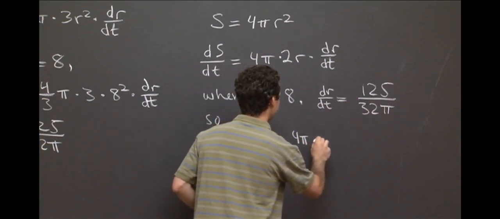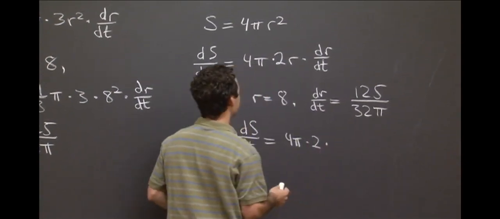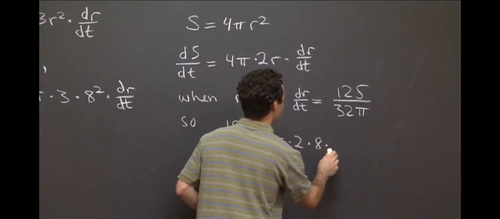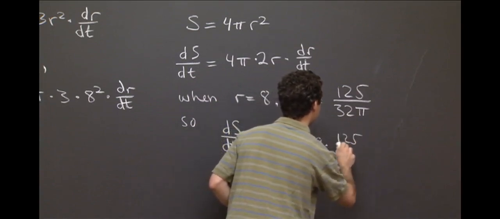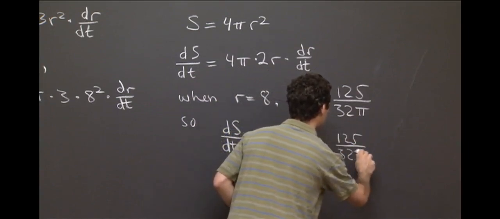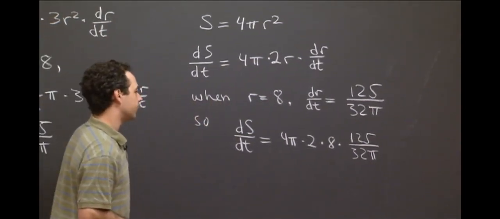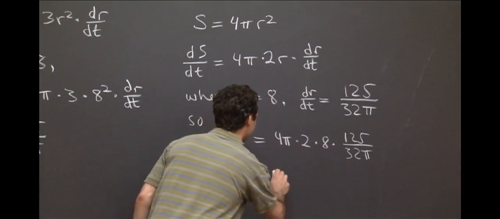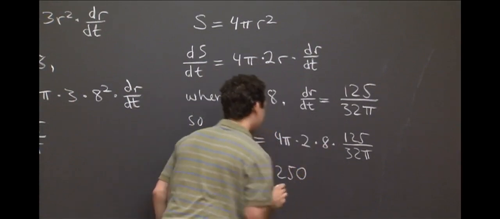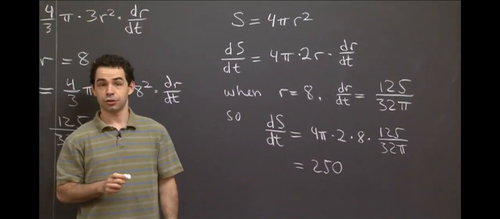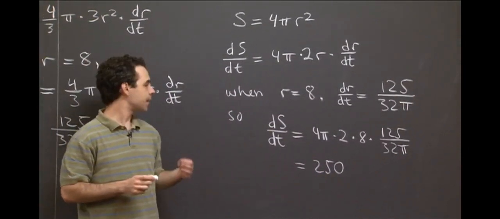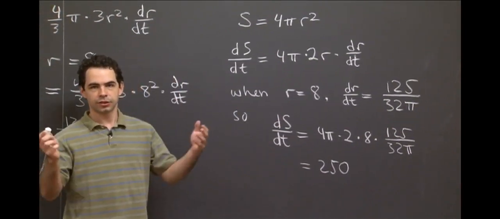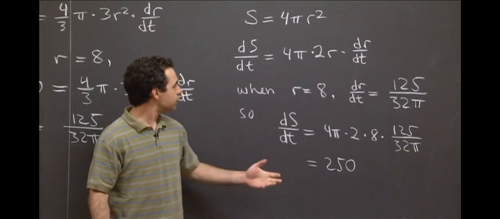So we get that dS/dt at that moment is equal to 4 pi times 2 times 8, which is the radius, times 125 over 32 pi. Oh boy, all right, we can work this out. The 32 pi cancels, so that's equal to 250, and the units there had better be centimeters squared per second. So at this moment in time, the surface area is growing by 250 centimeters squared per second. So that's all we had to do. We're all set.